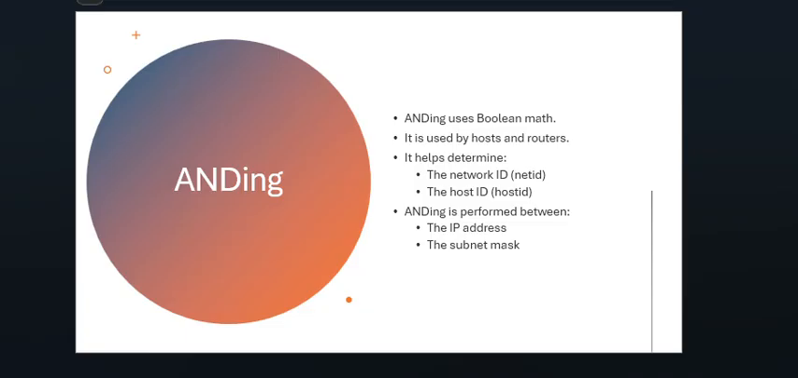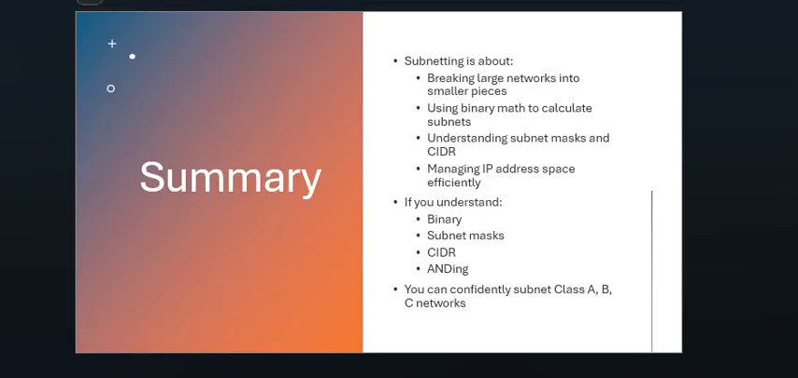In the end, subnetting is about breaking large networks into smaller pieces, using binary math to calculate subnets, understanding subnet masks and CIDR, and managing IP address space efficiently. If you understand binary, subnet masks, CIDR, and ANDing, you can confidently subnet Class A, B, and C networks.